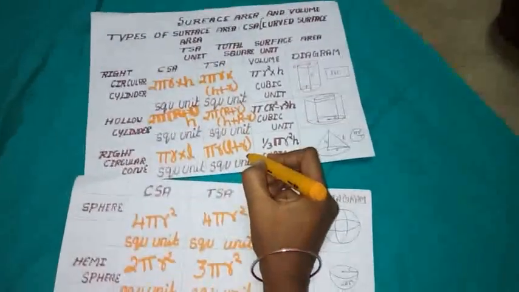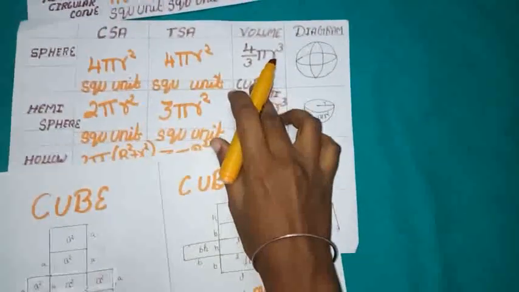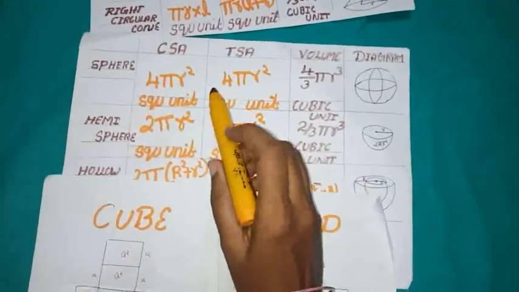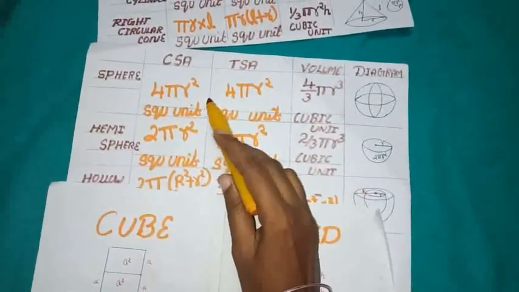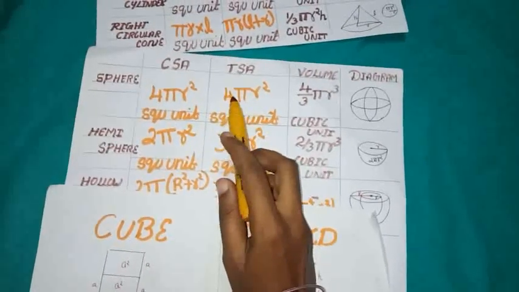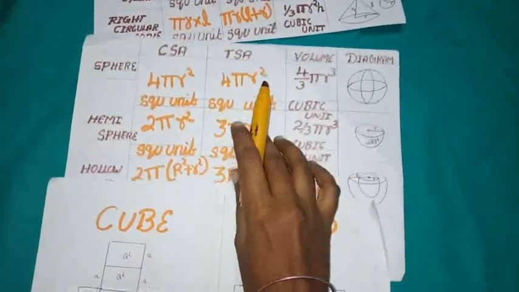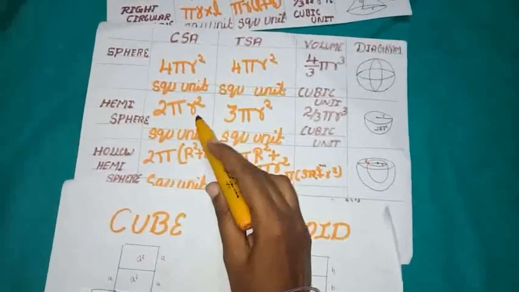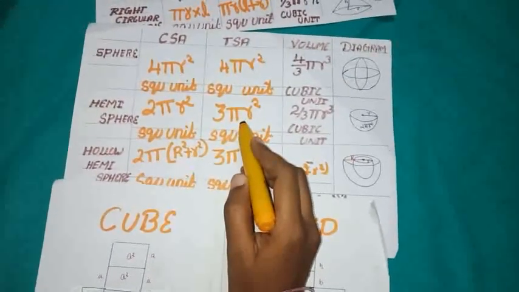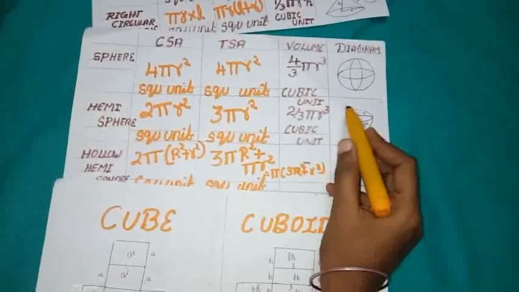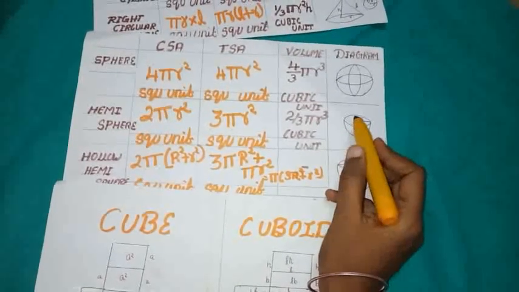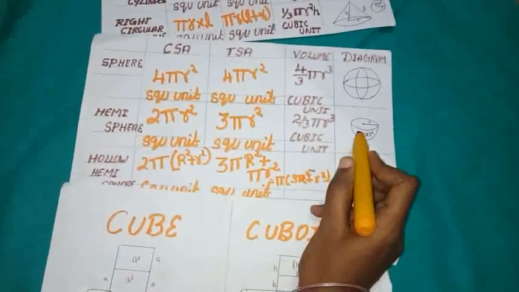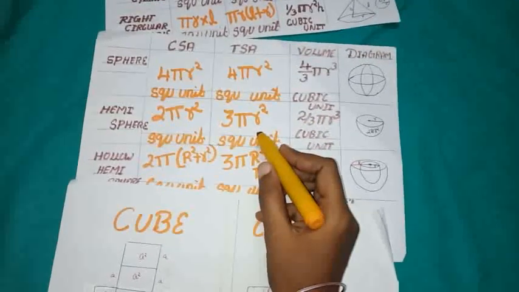Here also replacing. Next one, CSA formula. There is a special function in the sphere: 4 pi r square. CSA and TSA are both the same only in sphere shapes. For the hemisphere it is 2 pi r square. Why are we writing 3 pi r square? Because the top has one circle, we should take the top also. So 2 pi r square plus 1 pi r square is 3 pi r square.